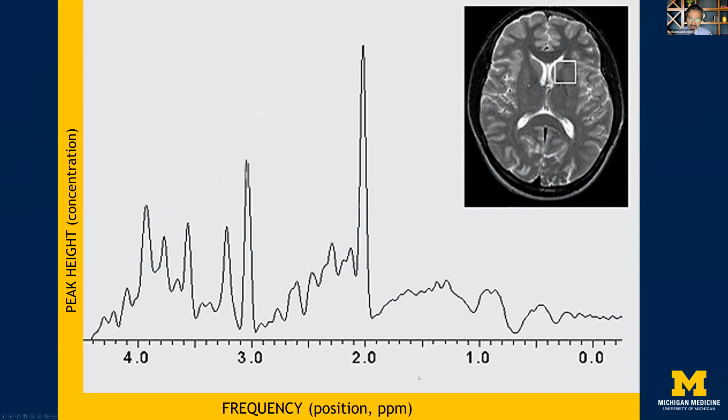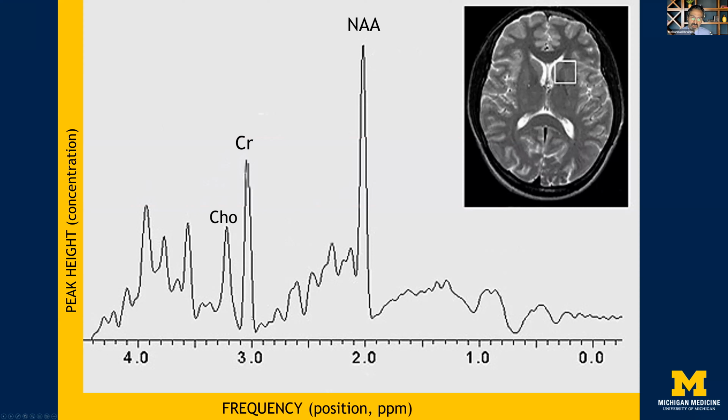So on the X direction, this is the frequency or the position. It is read by parts per million. And then on the Y direction, we have the peak height, which reflects the concentration of the different metabolites. The largest of these metabolites is seen at 2.1. That reflects the NAA. There's abundant NAA in the brain, and there are two smaller peaks noted.